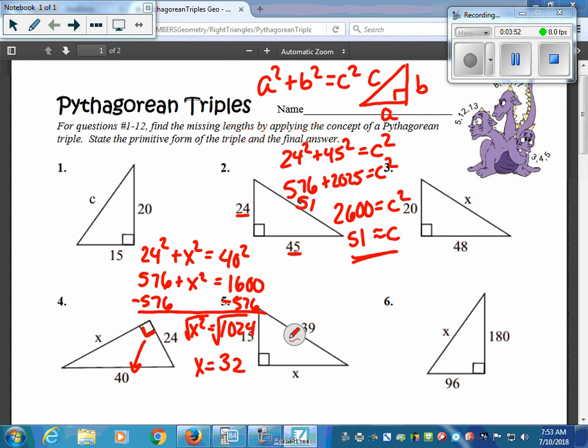32. So if I put in 32, what I just talked about earlier still holds up. You have sides of 24, 32, and the hypotenuse is the biggest, which is 40. So 24 and 32 are less than 40, so it does check out in that case.